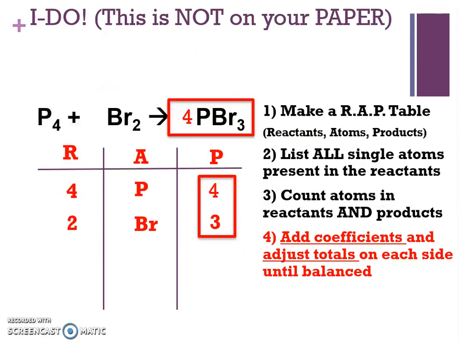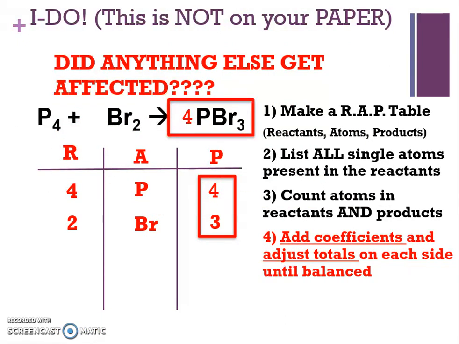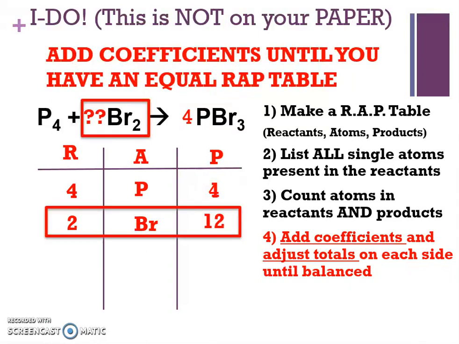Now, when we added 4, we need to see, did any other atom get affected? Well, if you put a 4 in front of PBr3, that didn't just affect P, that also affected bromine as well. How many bromines are there now? Not 3. 4 times 3 is 12. Awesome. Now, our phosphorus atoms are balanced. We have 4 on each side, but now our bromines are unbalanced.